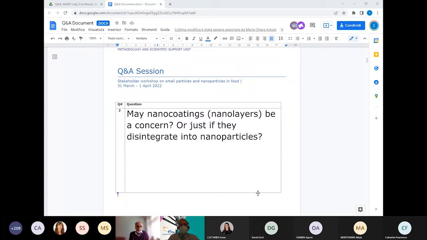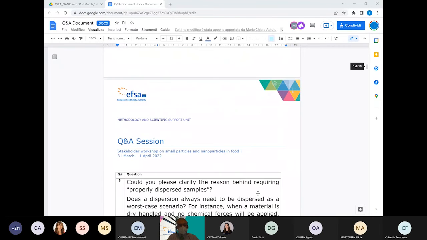So yes, the answer is that nano coatings, nano layers, or whatever is applied onto the surface of nanoparticles need to be shown to be safe themselves, but more importantly, they need to be shown to be safe when they are part of the nano entity as a whole. Thank you. Thank you very much, Kasim. So we can move to the next question.